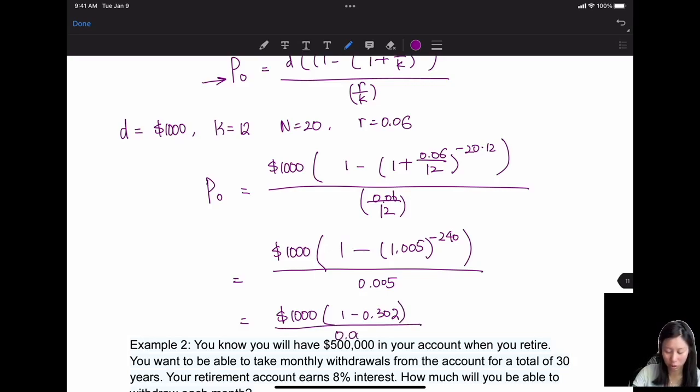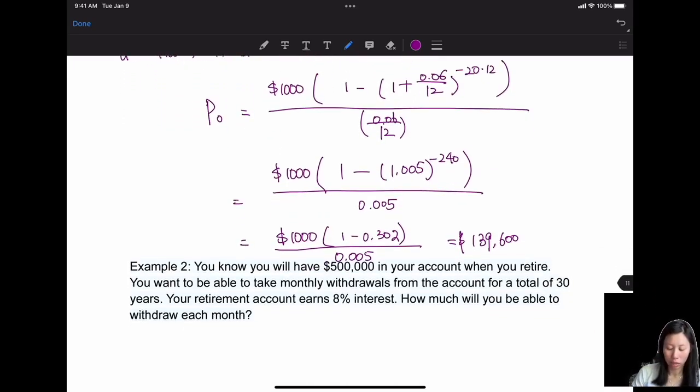Over 0.005. So you should get 139,600. That's how much you should have. You should save up enough money so that when you retire, you withdraw 1,000 a month, you will still have enough money. Okay.